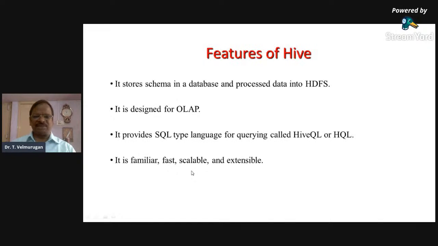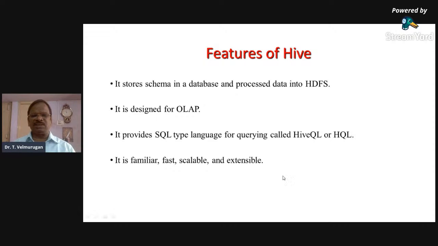It is familiar, fast, scalable, and extensible. Familiar, very familiar. Fast and scalable means it can fetch any kind of data. Scalable means a model that is not limited in accepting and processing the data by means of the algorithm; that is called a scalable algorithm, scalable method, scalable model.